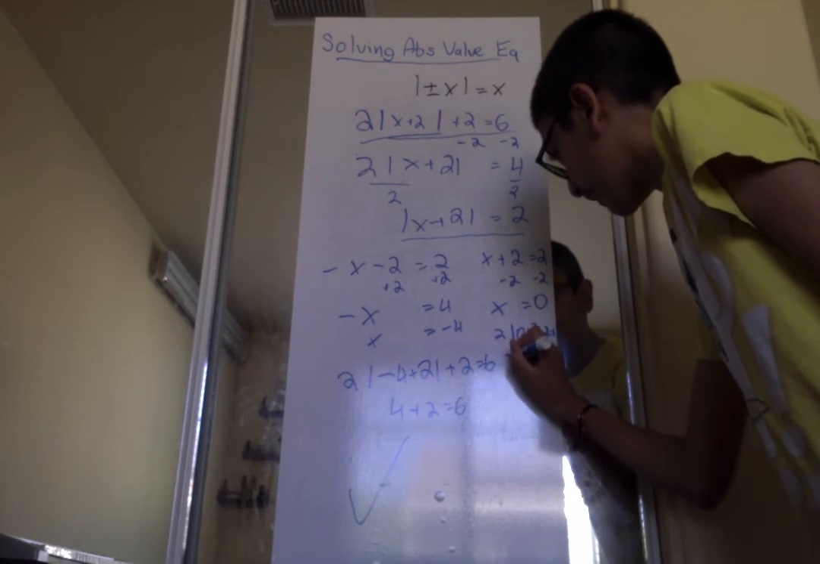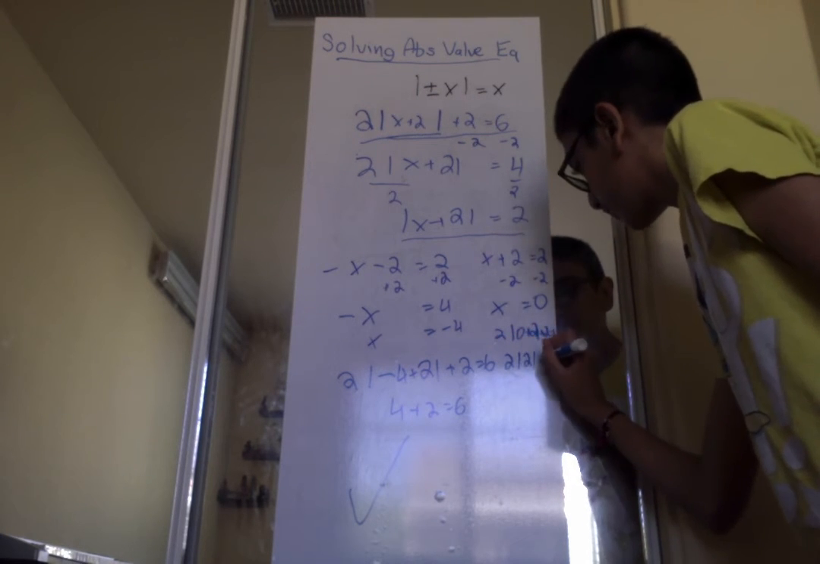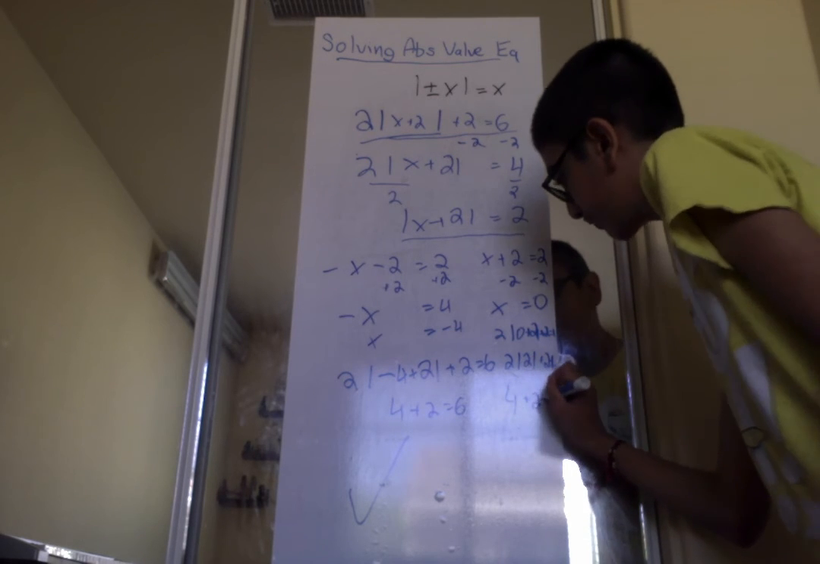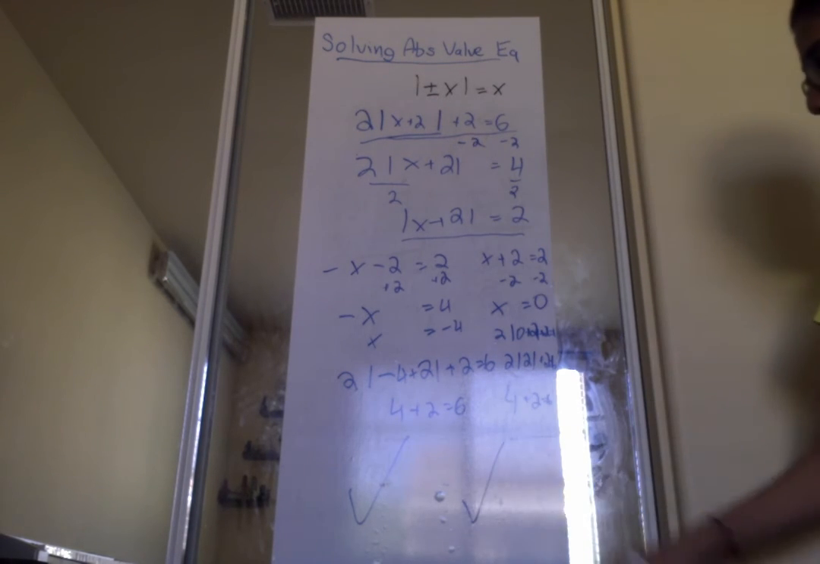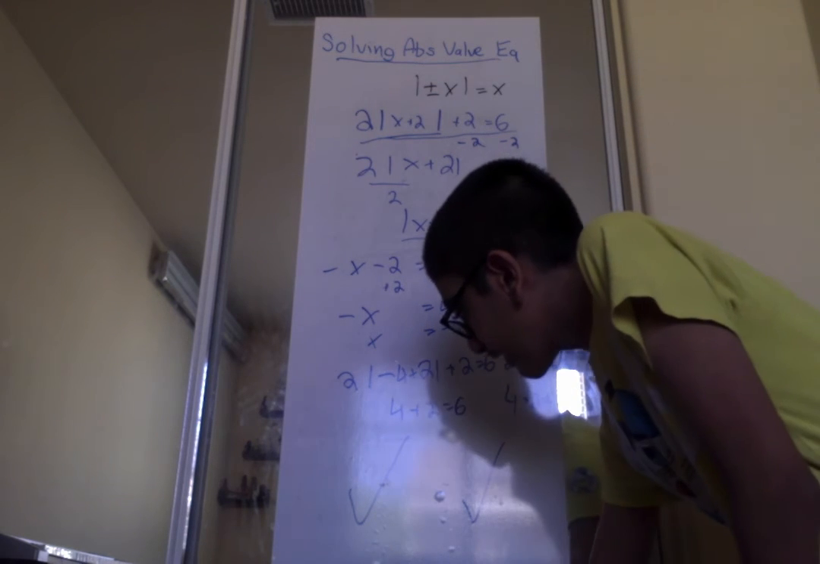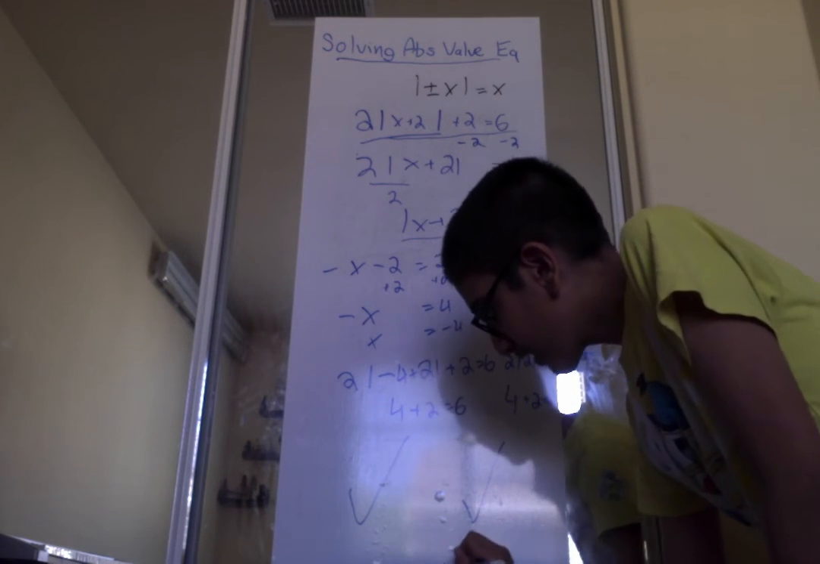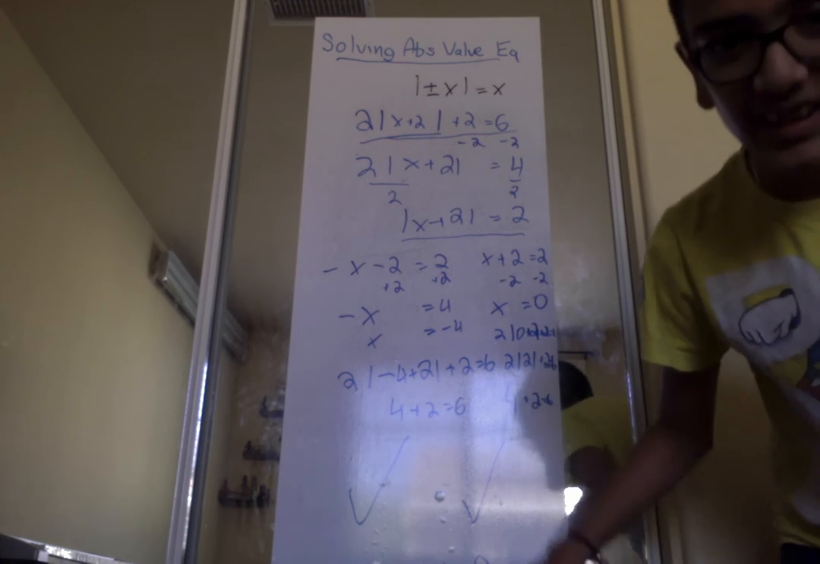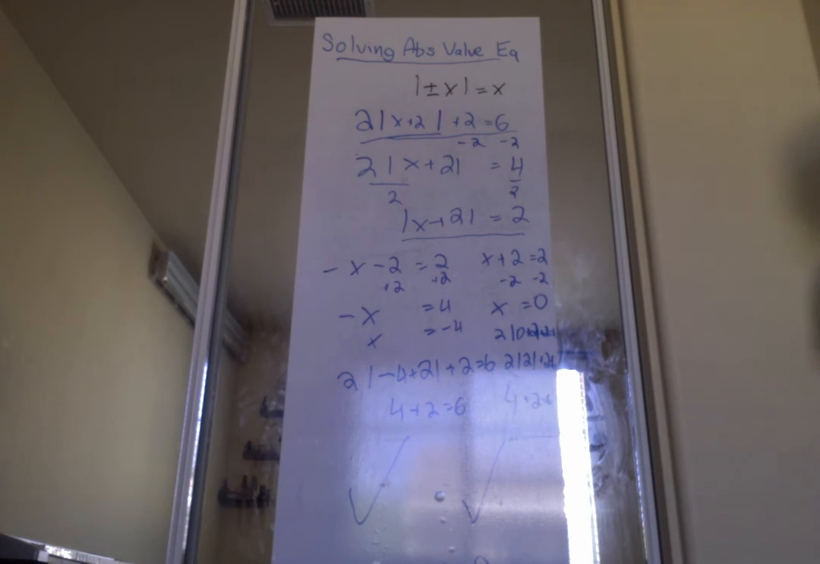Now we do the math. 2 times the absolute value of 2 is 4, plus 2 equals 6. Oh, both of these are good. So that means our final answer is x equals minus 4, 0.